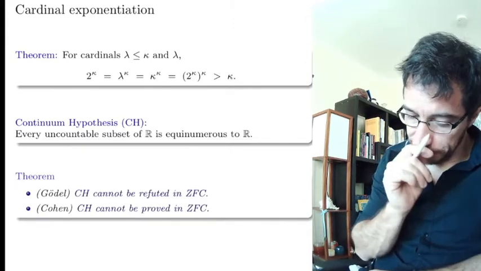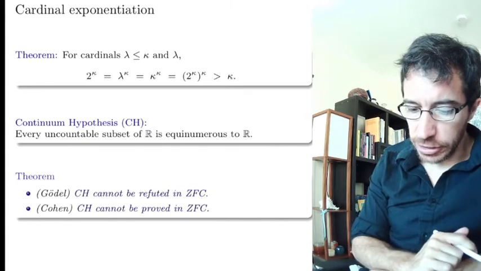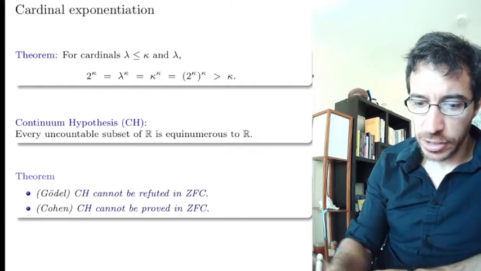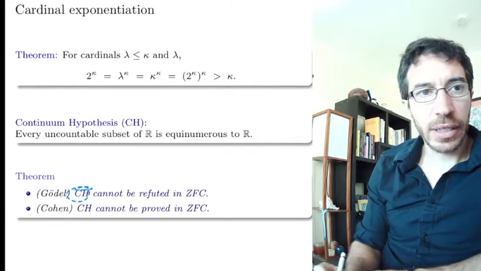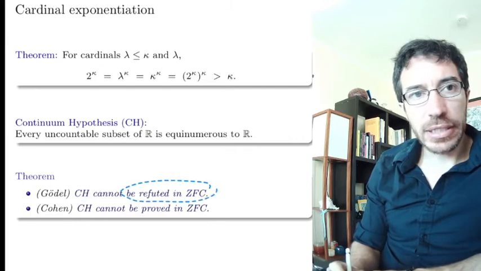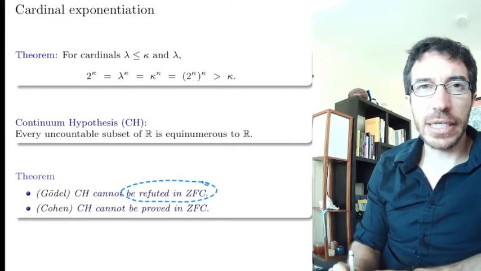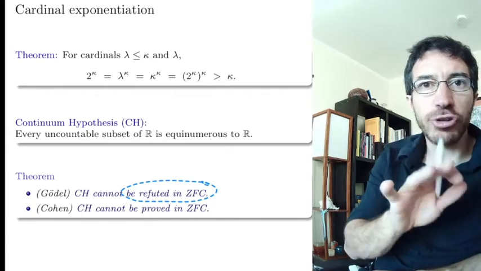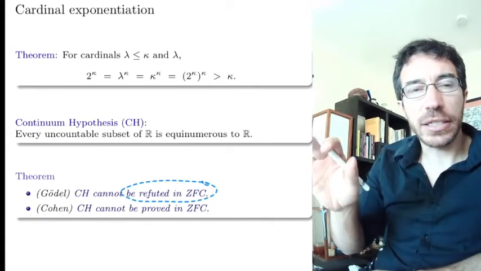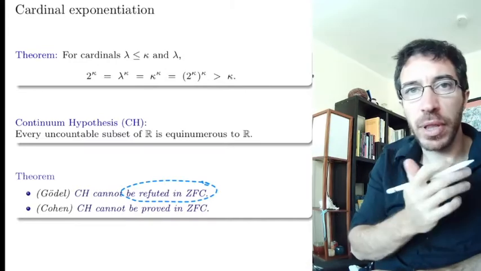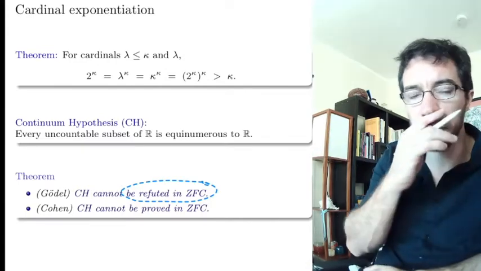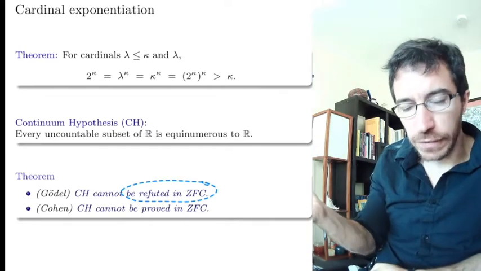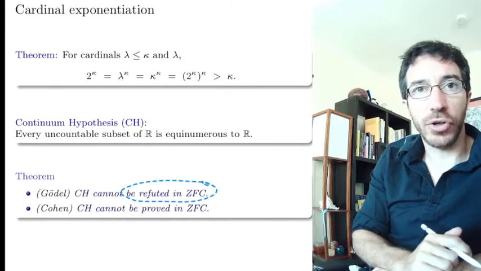In the middle of the century, Gödel showed that CH, the continuum hypothesis, cannot be refuted in ZFC. So that means ZFC, the Zermelo-Fraenkel axioms that we are seeing in this course, cannot show that CH is false. They cannot prove the continuum hypothesis is false, right? You cannot prove it's false. Gödel showed that by building essentially a model of ZFC where CH holds.